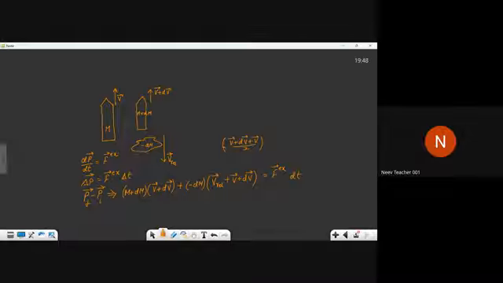Let's expand. mv plus m dv plus dm into v plus dm into dv minus dm into v relative minus dm into v minus dm into dv is equal to force external into dt.